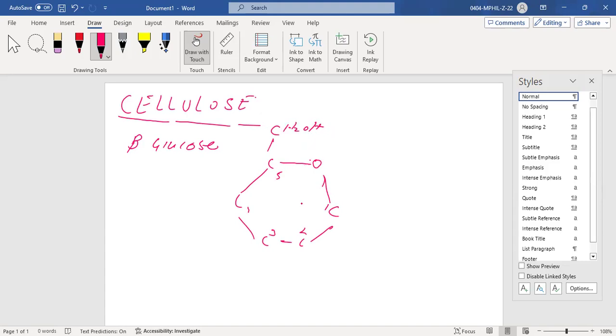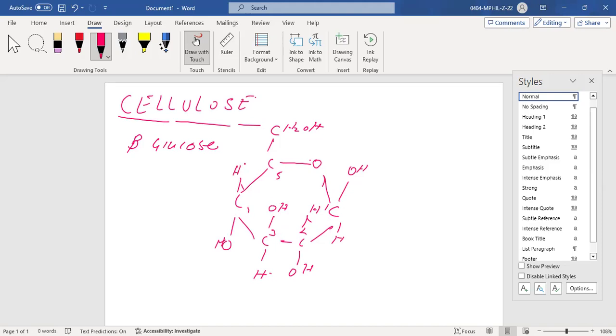In this case, we will understand: here is OH, here is H. This is carbon number two, so here you will have OH, then you have H. Again, at carbon number three, as we know, there is OH and there is H. And again, on this side, you will have OH and H.